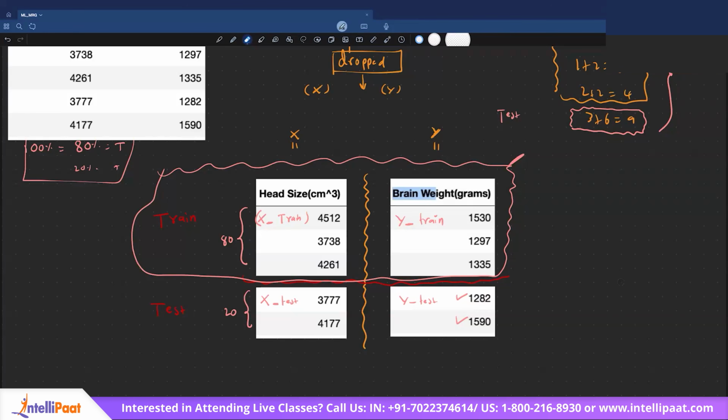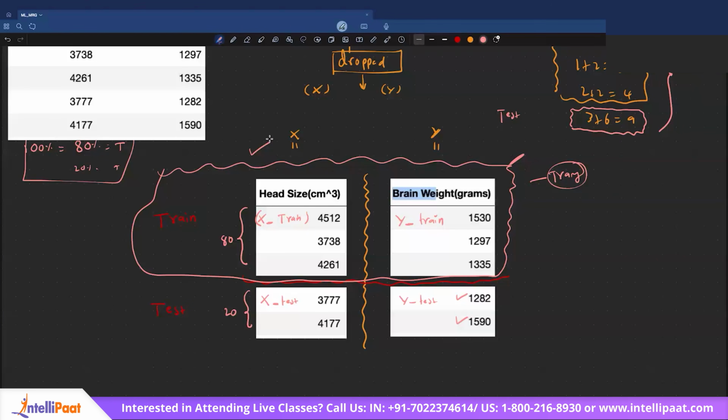So tell me, in the entire data set, how many data did we take for testing? 20%. 80% is training, 20% is testing. Agree? 80% of my data will go into learning the model, meaning for training the machine learning model. The machine learning model will learn from the training data.